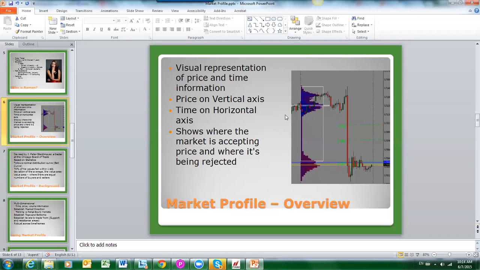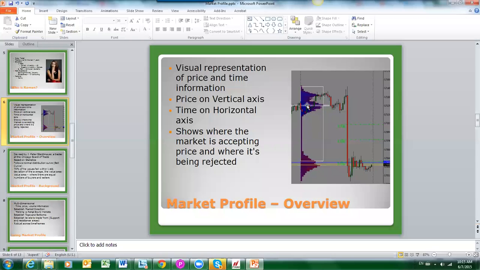And then price, of course, is on the vertical axis here. This is the price we normally see on our charts. This is where the price normally is. This is the time. As the time progresses, this is where we see a chart building. And the market profile gets built during the day as the price progresses during the day.